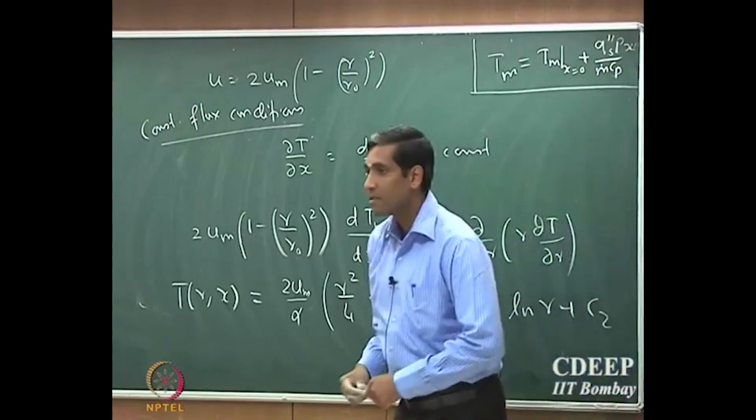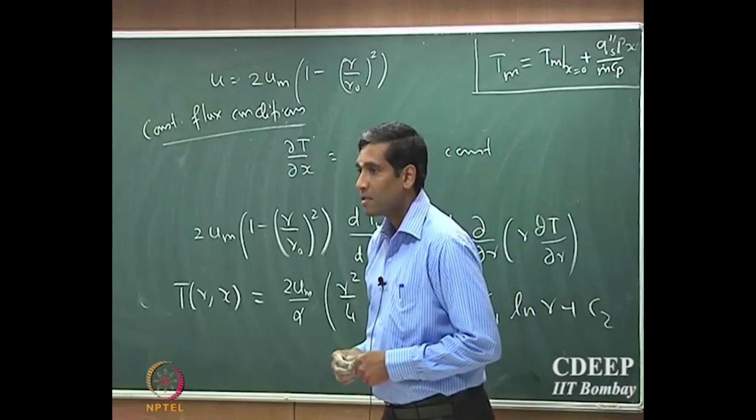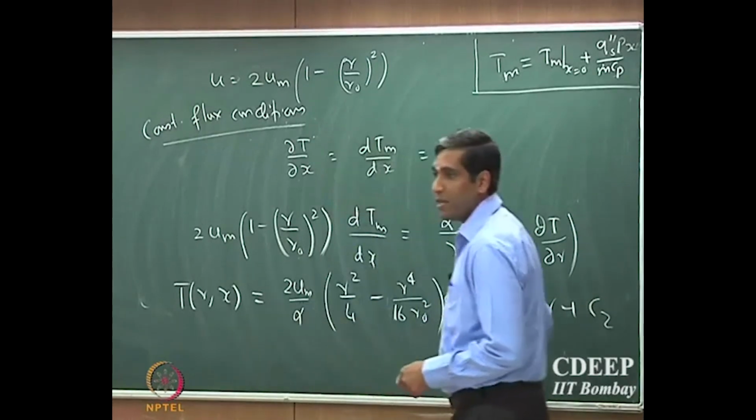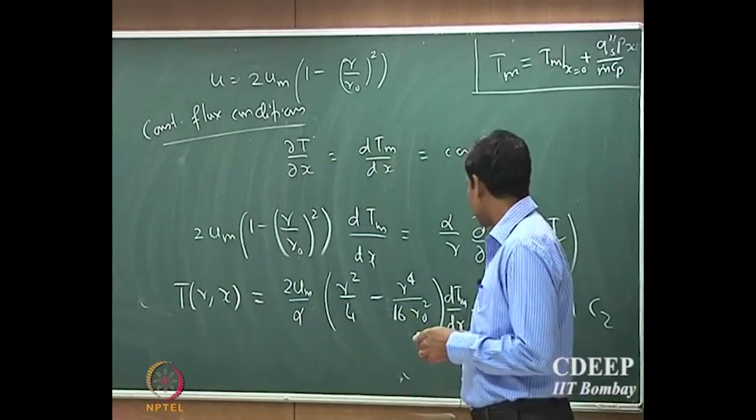From here, dT by dx will be, why is that?